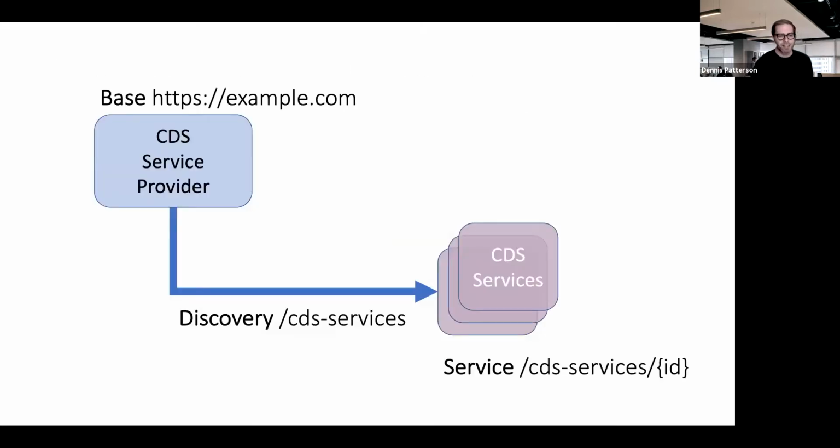Now, how does a CDS client discover what CDS services exist? So each CDS service provider has a base URL. And on that base URL, if you were to append /cds-services, you arrive at a discovery endpoint. This endpoint advertises all of the CDS services that are available at that URL. So it'll list them all out, as well as the hooks they're interested in and information about those services.